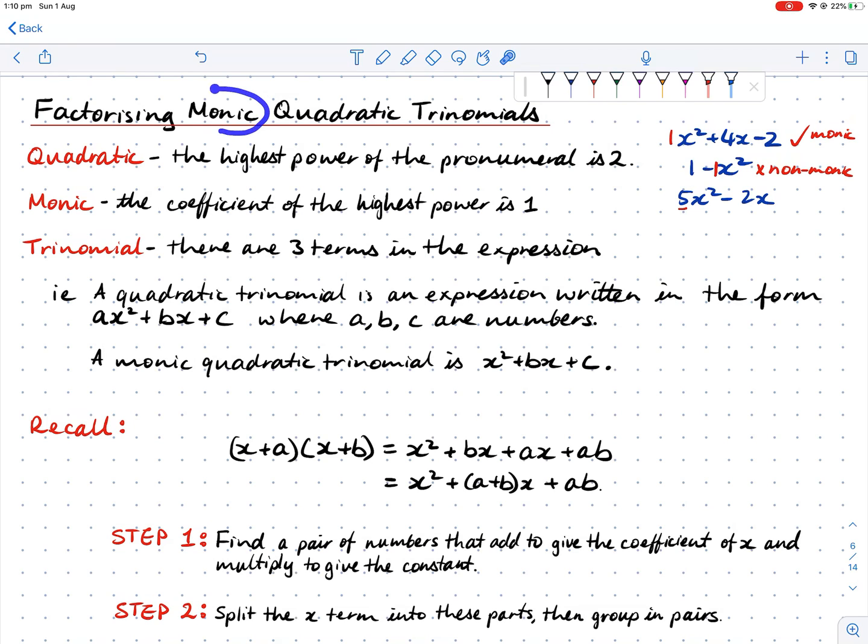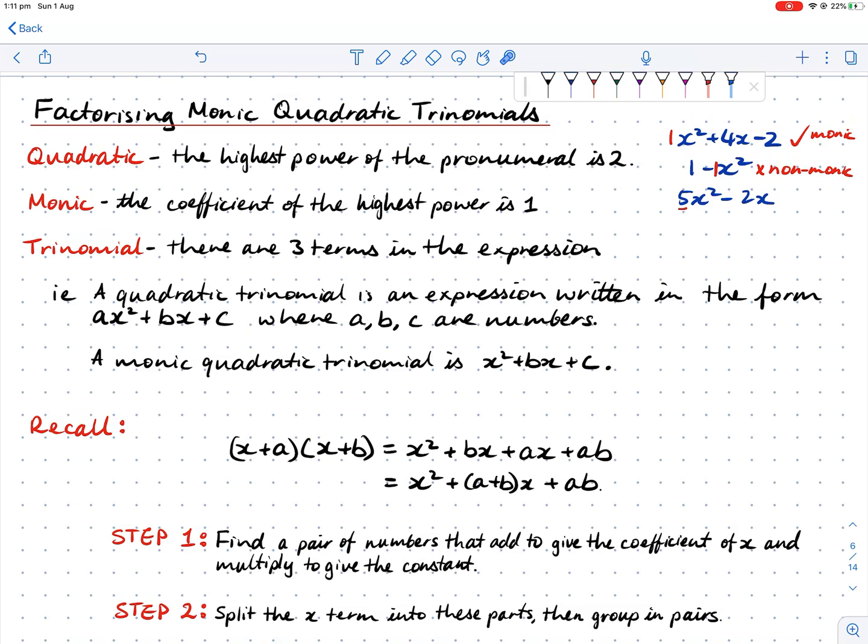So we've broken down the word. We know what a monic means. We know what a quadratic is, and the word trinomial. I did mention it earlier in one of our previous videos. We talked about binomial. Binomial meant there were 2 terms. Trinomial means that there are 3 terms in the expression.